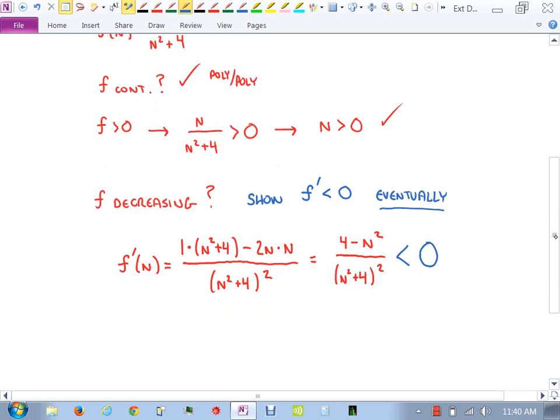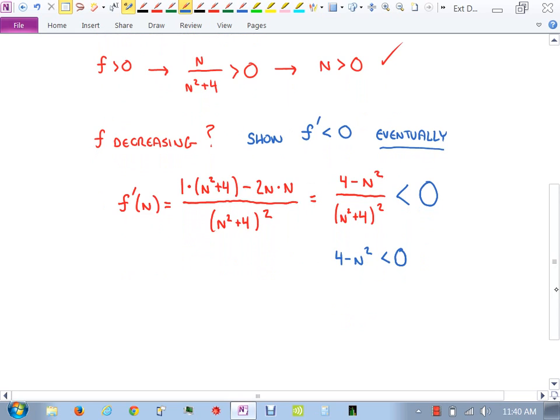Okay, multiply everything by the denominator. That's fine. You get 4 minus n squared is less than 0. I agree with that. Now what? Can I add n squared to both sides? Is n squared always bigger than 4? If it's 1, it won't work, right? If it's 2, it won't work. But 3 on, right? Actually, anything after 2 will work, right? Anything after 2. That's going to be true, isn't it?